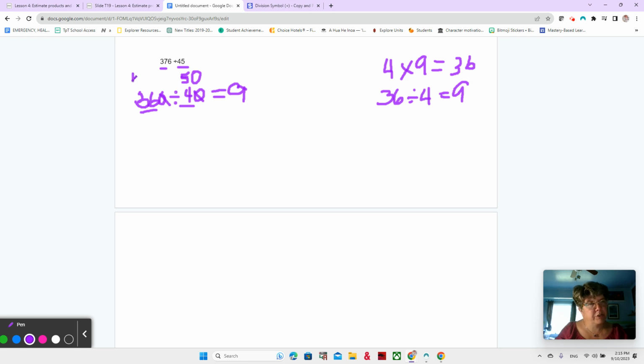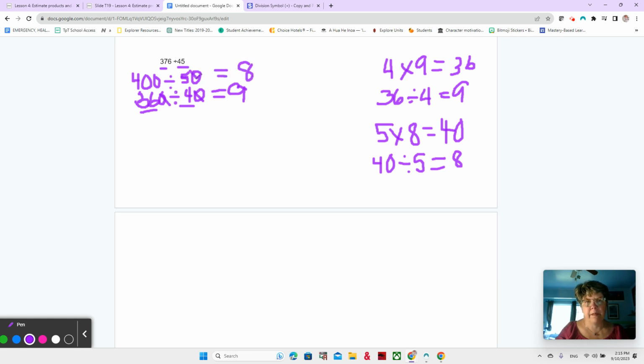What about 400 divided by 50? Is that possible? Think about 5 times something that equals 40. Yeah, 5 times 8. So that means that 40 divided by 5 equals 8, right? Fact families. Okay, so 400 divided by 50. One 0 goes out, one 0 goes out, but this is 40 divided by 5, right? So it's going to be 8.